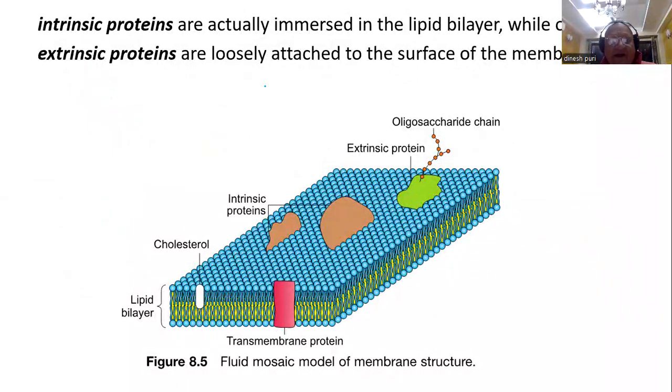Extrinsic proteins are loosely attached to the surface of the membrane, whereas intrinsic proteins are actually immersed. They are more deeply embedded. A special type of intrinsic protein is the transmembrane protein, which traverses the whole length of the bilayer.